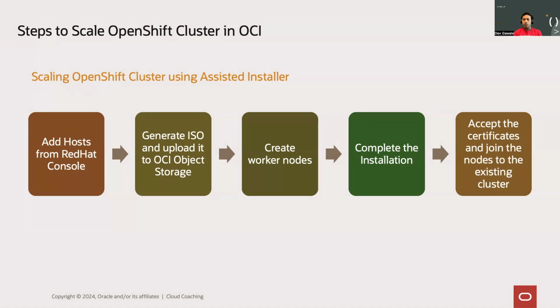Once the node installation is done, the OpenShift cluster installation will be completed by following some additional steps, which we will see as part of the demo today. Once the installation is done and the nodes are ready, they will be accepted to join the OCP cluster. Let's look into the lab at how these steps will be performed.